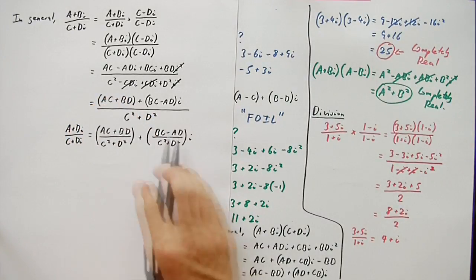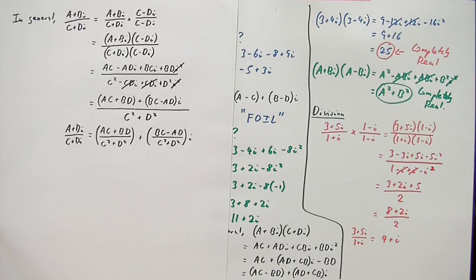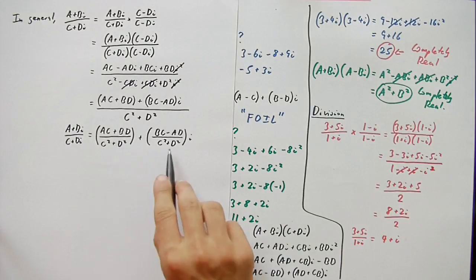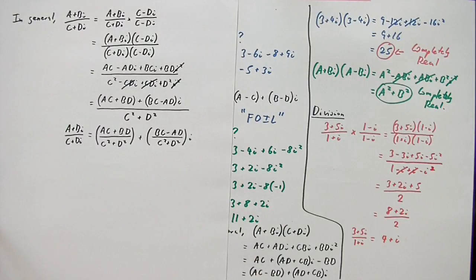Now because these horrible looking fractions don't actually have any i's within them, that means they're always going to be completely real. And that means we've solved it. We found the general case when you divide a plus bi by c plus di. And it's this horrible looking thing right here.